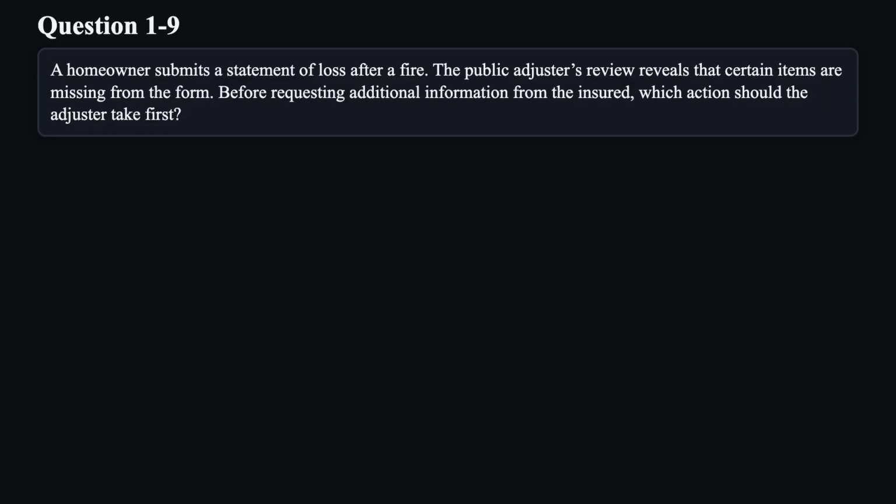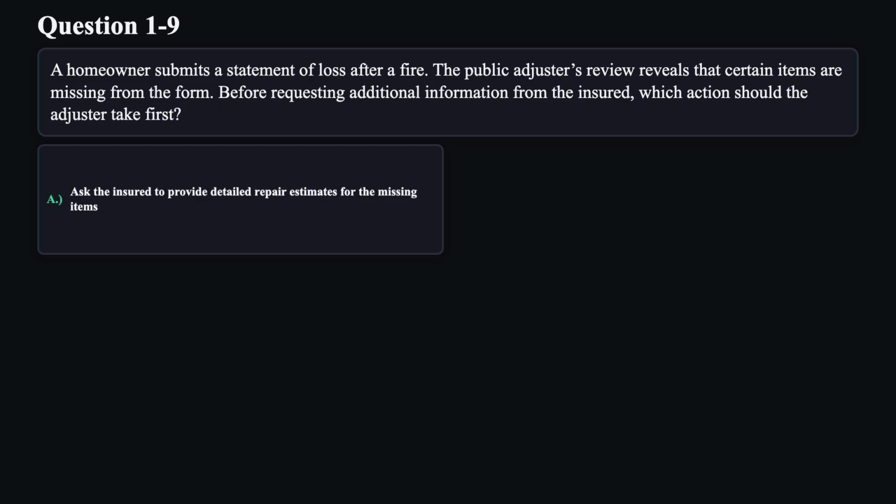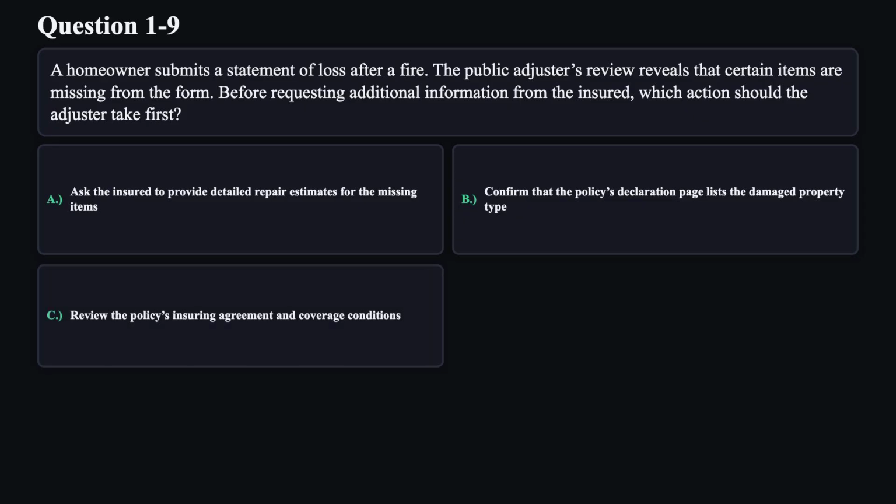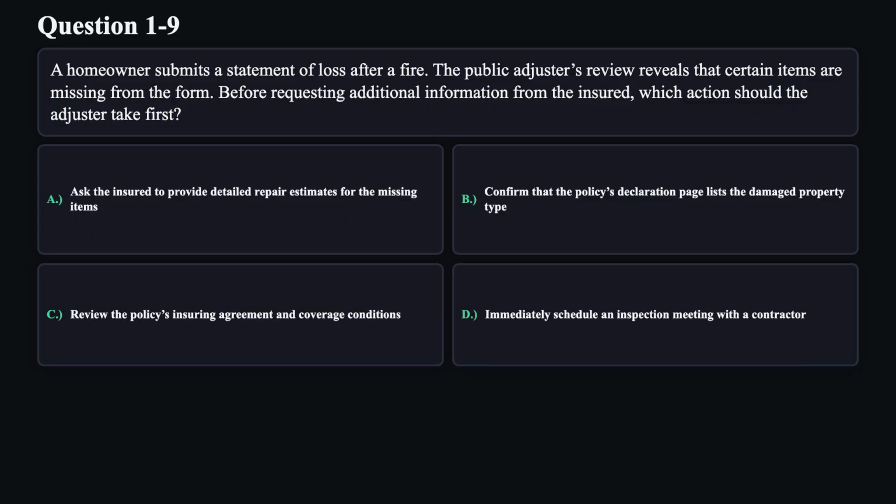Question 9. A homeowner submits a statement of loss after a fire. The public adjuster's review reveals that certain items are missing from the form. Before requesting additional information from the insured, which action should the adjuster take first? A. Ask the insured to provide detailed repair estimates for the missing items. B. Confirm that the policy's declaration page lists the damaged property type. C. Review the policy's insuring agreement and coverage conditions. D. Immediately schedule an inspection meeting with a contractor.